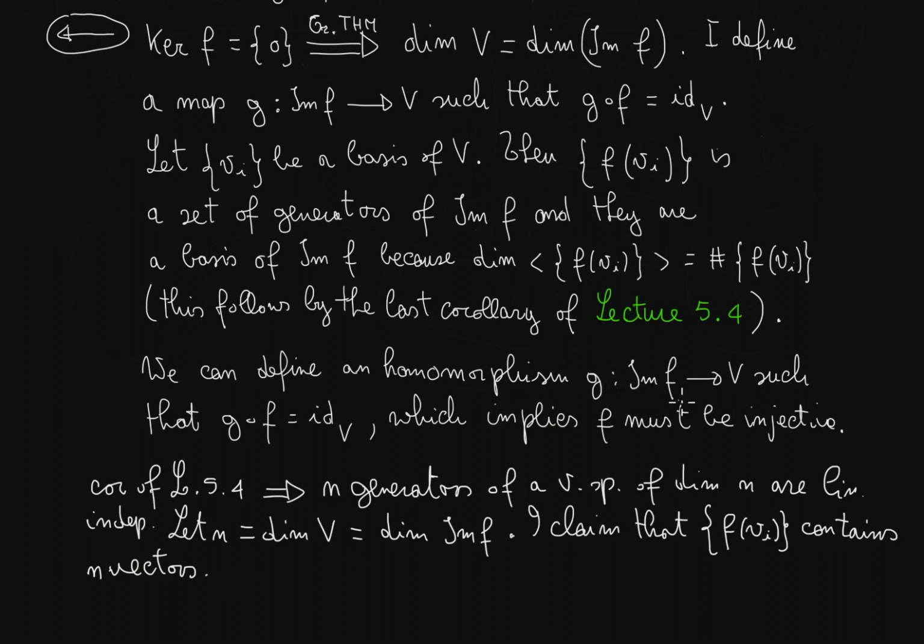We can therefore apply the corollary, because we have a vector space of dimension n, which is the image of f, and n vectors that are generators of the image of f, which are the f of vi. Therefore, they are linearly independent.